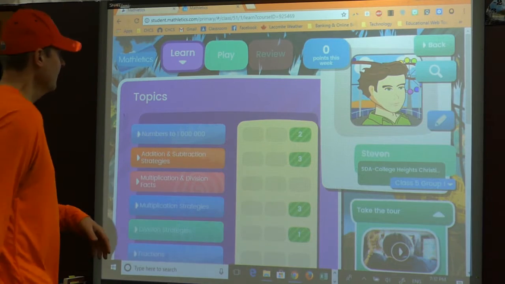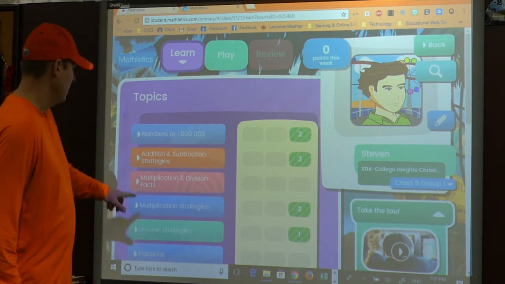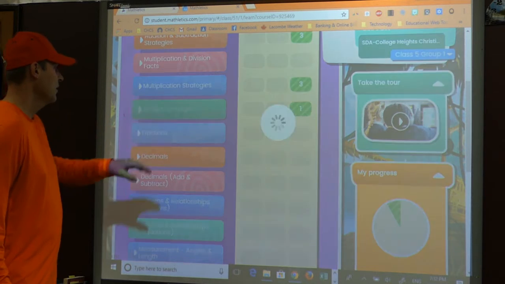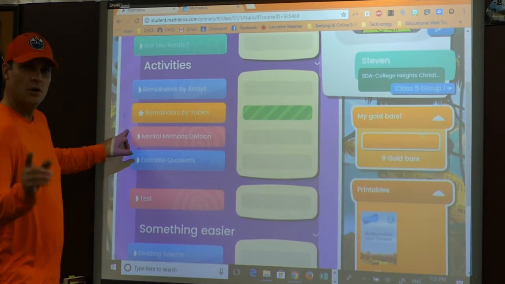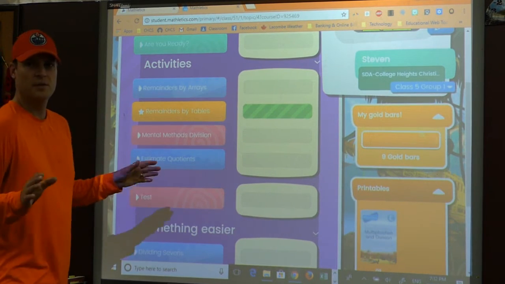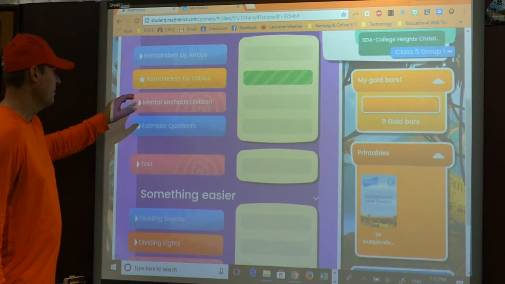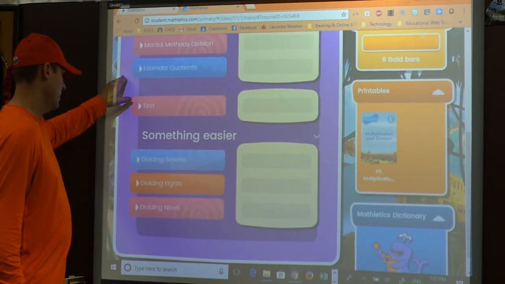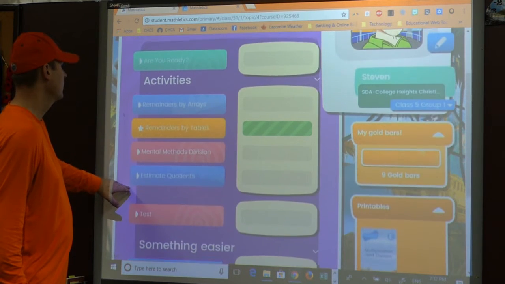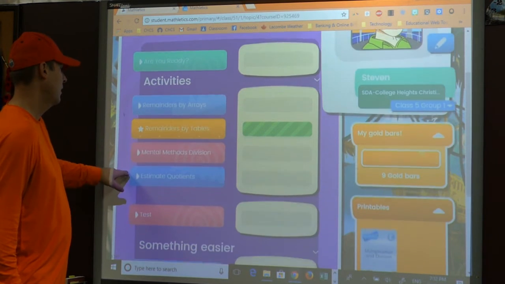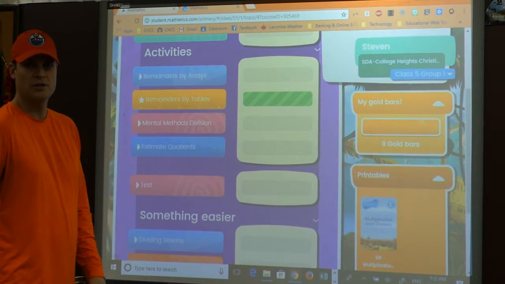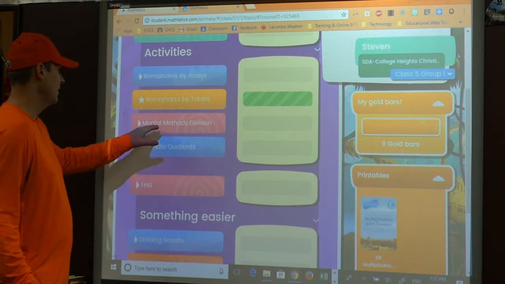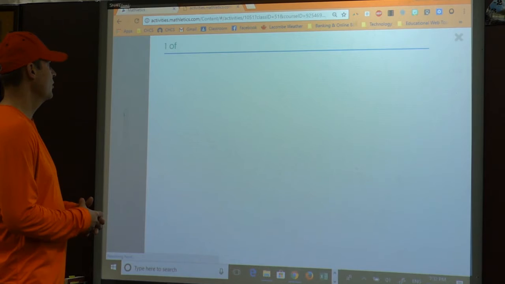Let's go to Mathletics. Under the Learn section, if you scroll down, the division strategies are right here. You can click on that one. There's a few on here that I want you to for sure do with this method. There is the mental methods division right here. There's also remainders by tables as well that you can work on. These two here are the ones that you for sure can do. Let's go right into the mental methods division.